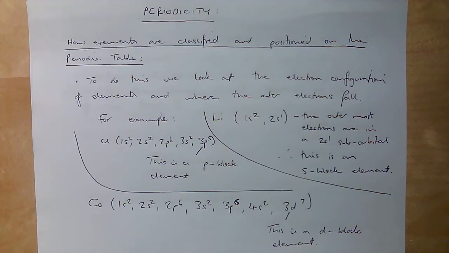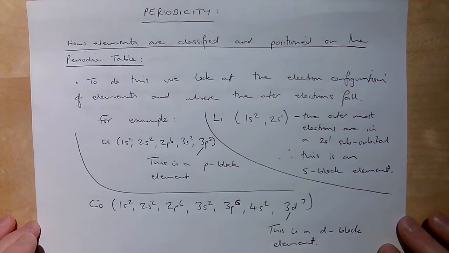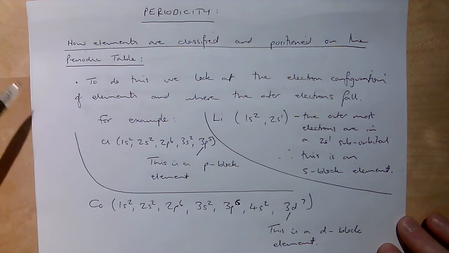Okay, welcome back to MacNab Chemistry. Today we're going to have a look at periodicity, i.e. how elements are arranged on the periodic table, and then we'll have a look at some of the physical properties of the period 3 elements. Okay, so to start with, let's have a look to see how elements are arranged on the periodic table.